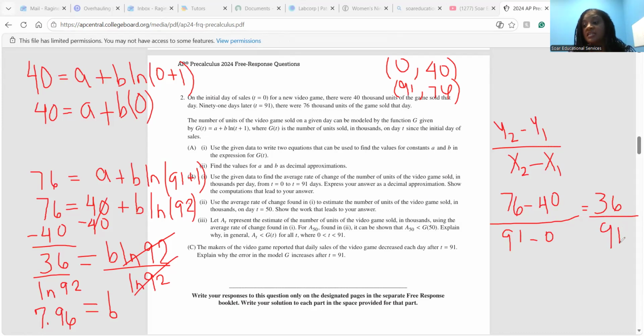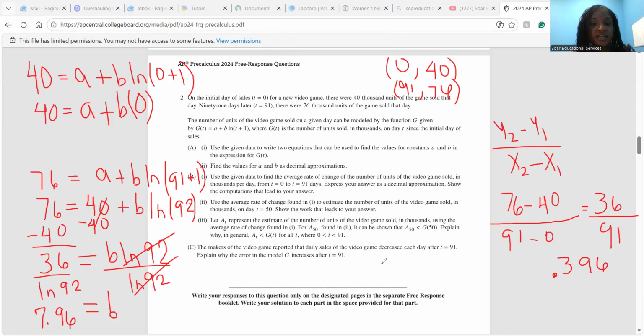Oh, it does say express it as a decimal approximation. So give me a minute. All right, 36 divided by 91 is 0.395. We can round it to 0.396. It doesn't say how many decimal places, so 0.396. That's the decimal approximation.